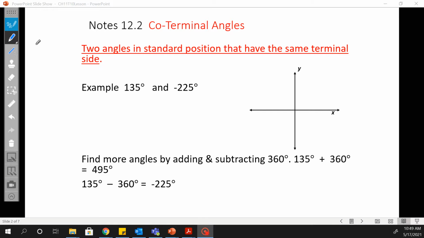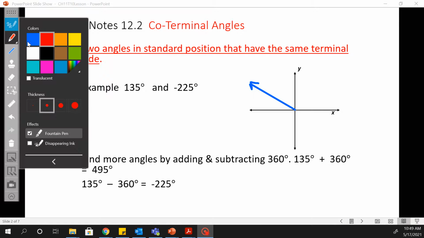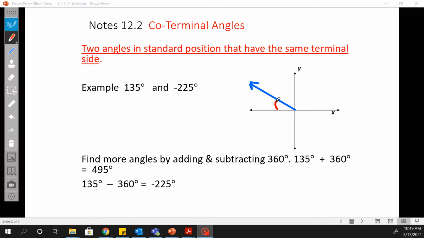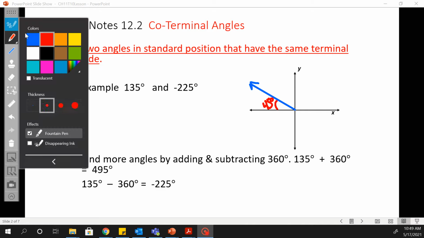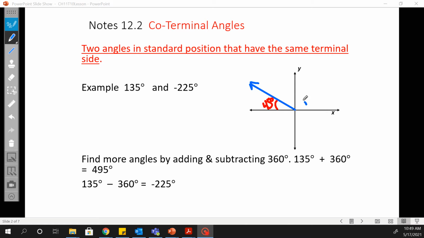Because if we look at the angle 135 degrees, which is right here, it goes up to 90, goes around to 135. This is going to have a reference angle. The reference angle is going to help us out here. So this has a reference angle of 180 minus 135, which is 45 degrees.